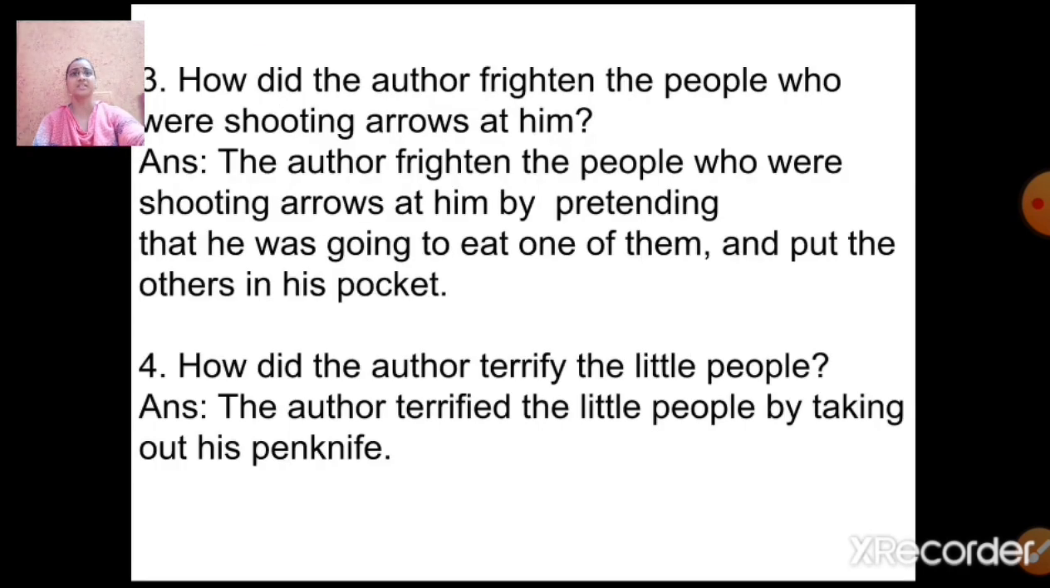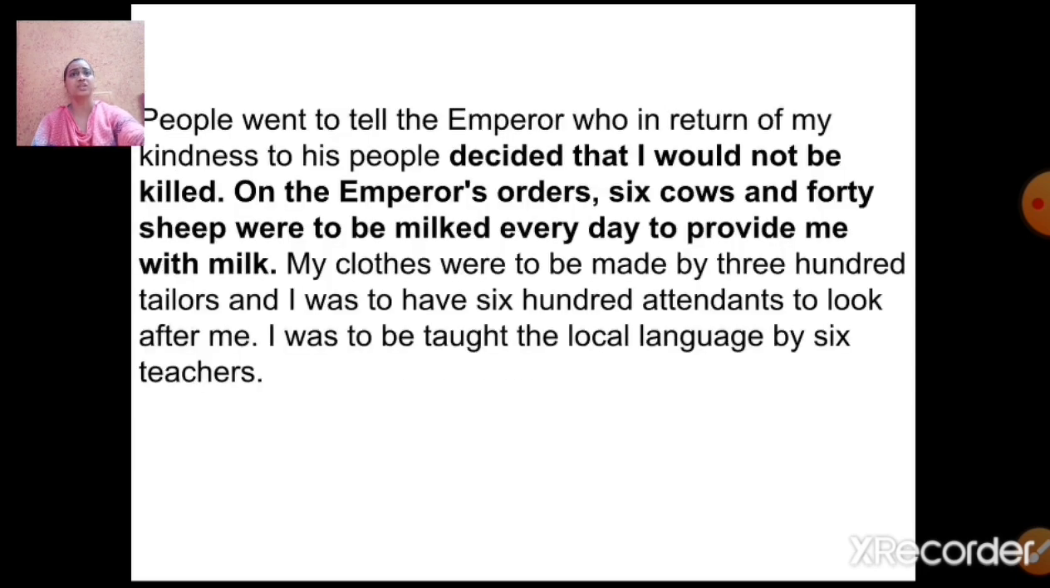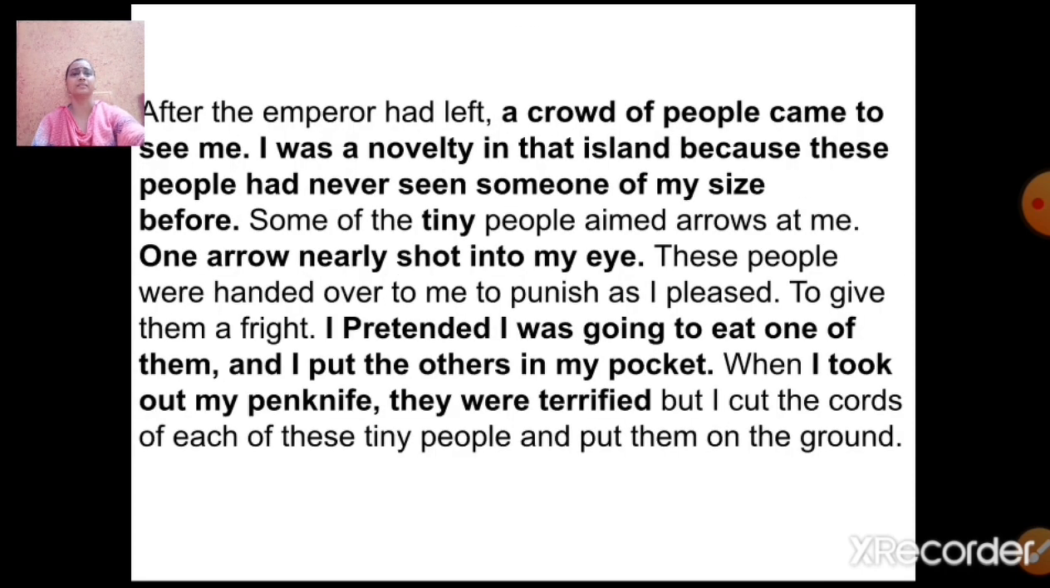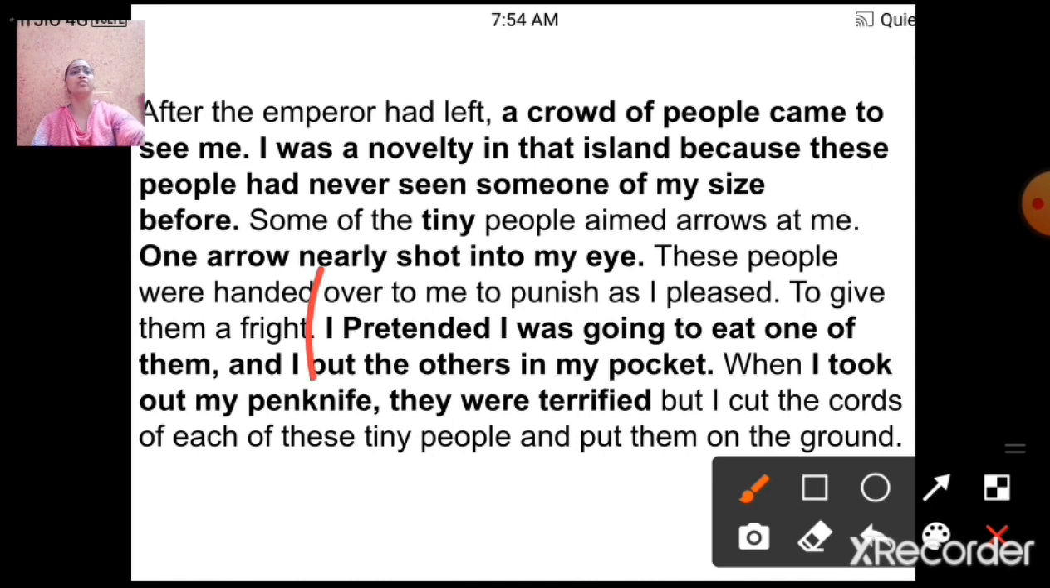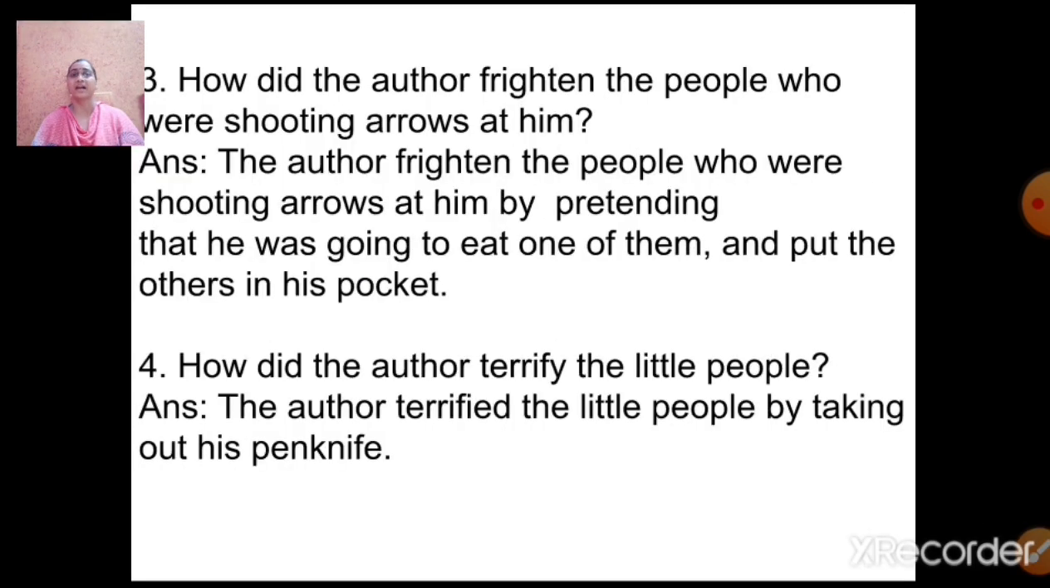Then the next question is, how did the author frighten the people who were shooting arrows at him? Now again, we will go to the passage, we will read the important points which we have already marked, and then we will find the answer. I pretended I was going to eat one of them and I put the other in my pocket. Now, what am I going to do? I will frame the answer in a proper sentence. The author frightened the people who were shooting arrows at him by pretending that he was going to eat one of them and put the others in his pocket.